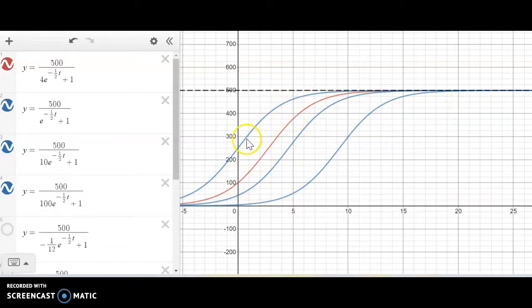In fact, to me, it looks like if I could grab this thing and slide it over to the right, it would land right on top of that graph. And that's actually the case. If I slide them over, they will land on top of each other.